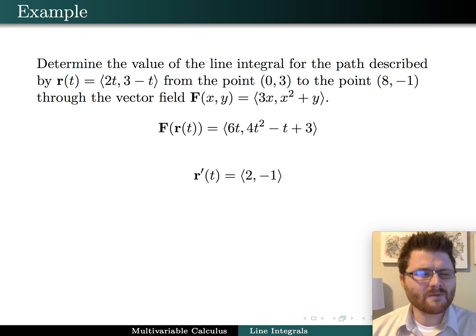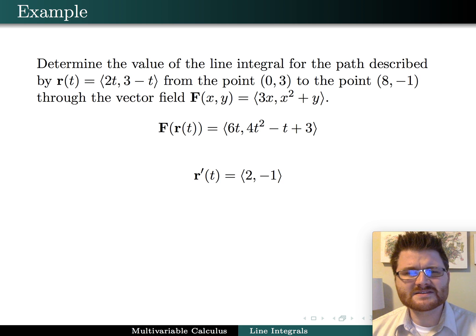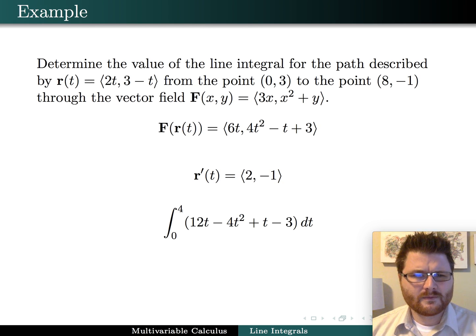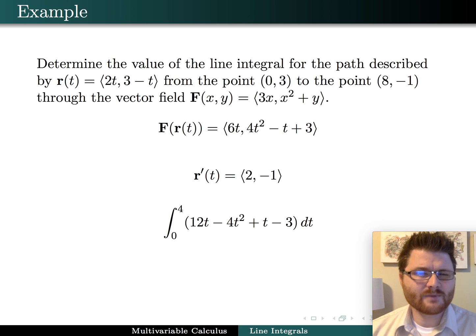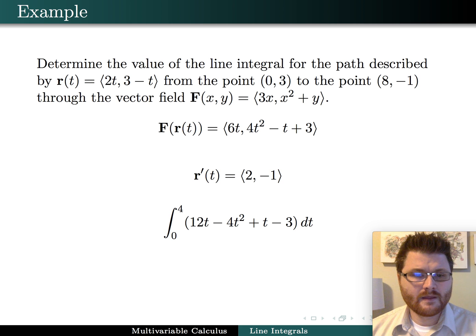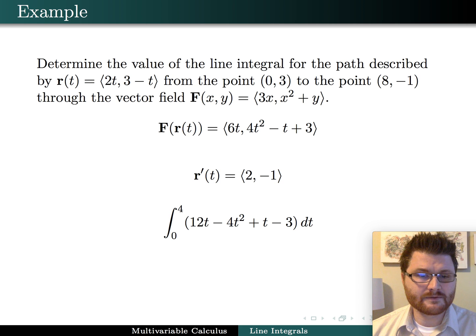The bounds are important. What bounds for t are we going to use if we want to start at the point (0, 3) and end at the point (8, -1)? Well, when t is 0, according to that function r, we are at the point (0, 3), and we get to the point (8, -1) when t is 4. And so that's what we'll integrate. We'll take F dot r prime and integrate that with respect to t from t value 0 to t value 4. And so you, I'm sure, can deal with this integral.